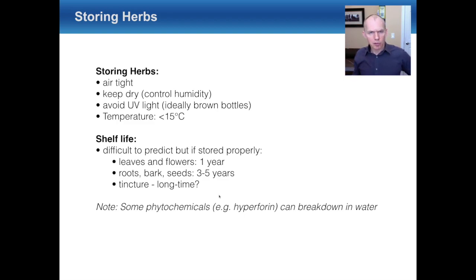Now we do know that, for example, St. John's wort, one of the active compounds in that is something called hyperforin, and it's the main antidepressant compound. The problem with hyperforin is it's not very stable in an aqueous solution. So if you store it in a tincture, it will degrade relatively quickly compared to if it was in a capsule or a powder or a pill. So you can still get St. John's wort tincture, but it's unlikely to have as much of an antidepressant effect as if you were to use a capsule or some other form.